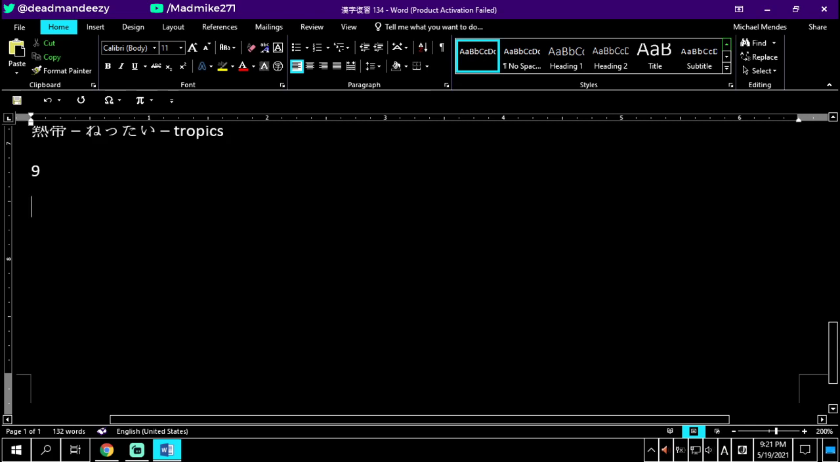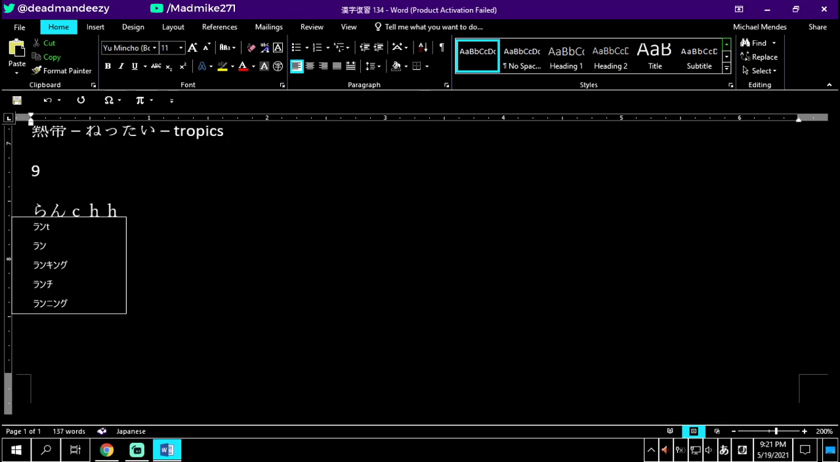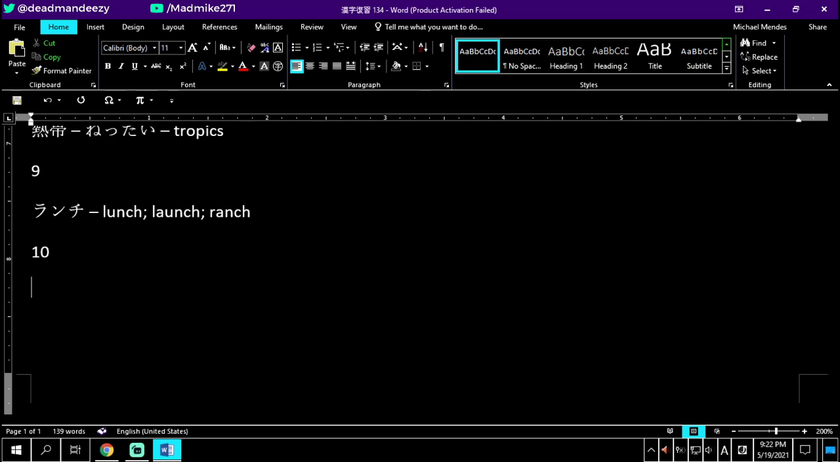Number 9 for today is ranchi. Ranchi is lunch. Can also mean to launch a motorboat or ranch. Ranchi is lunch, a launch, or a motorboat. Number 10. That was an easy one. Number 10 is riso.